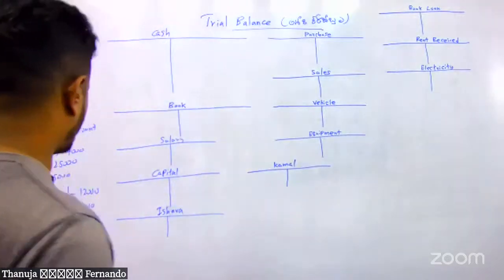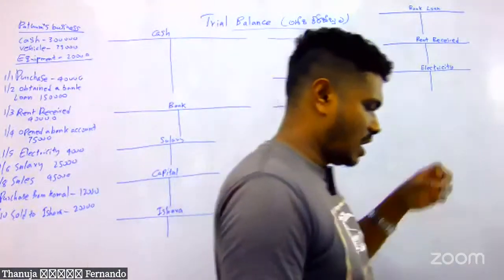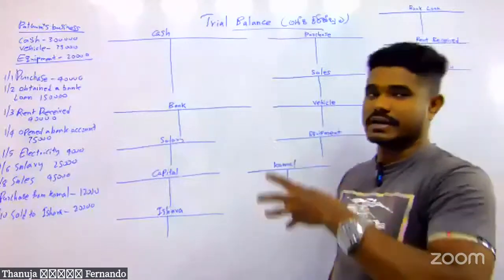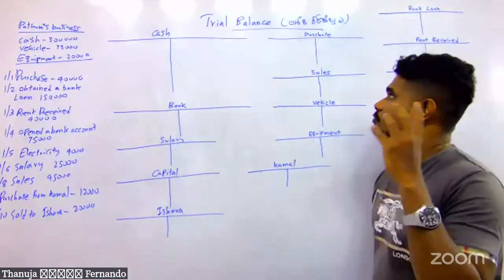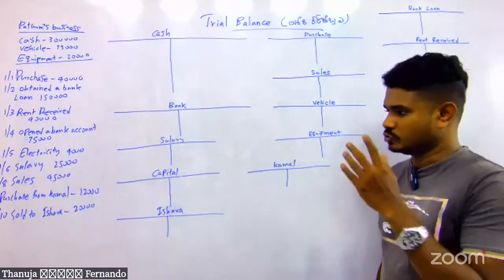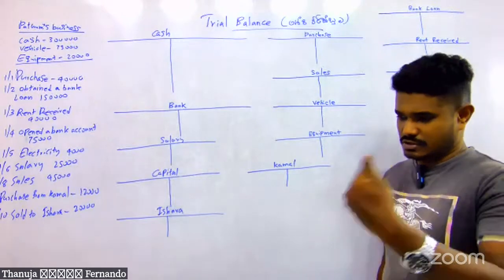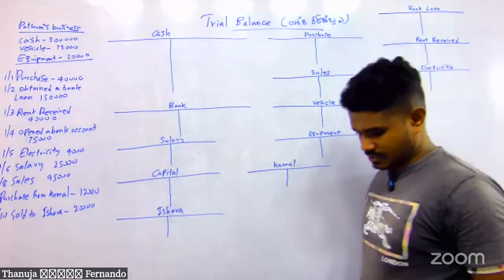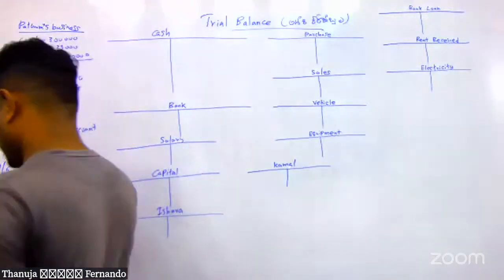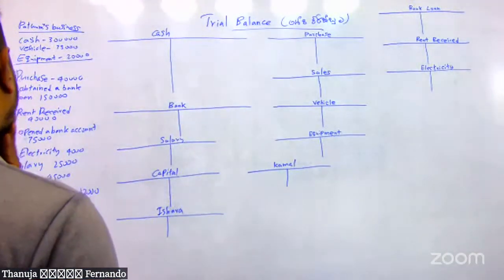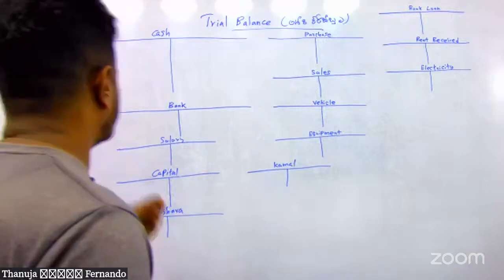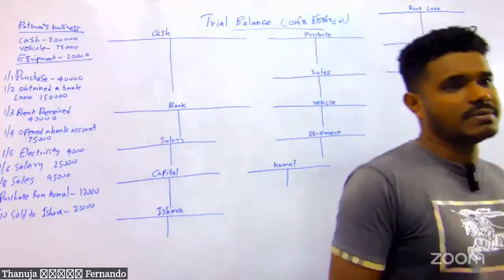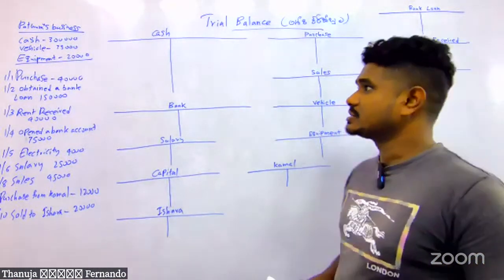You know how to record in the source documents, how to record into prime entry books, how to record into ledger accounts, and how to balance off the accounts. So from balancing off onwards, now we are learning. First one, Pathum's business. He has started a business investing cash 300,000.